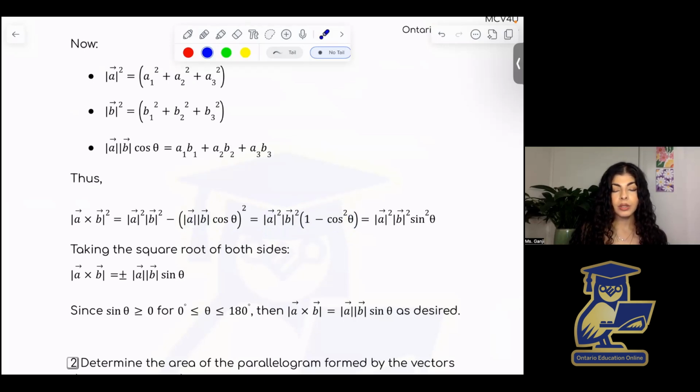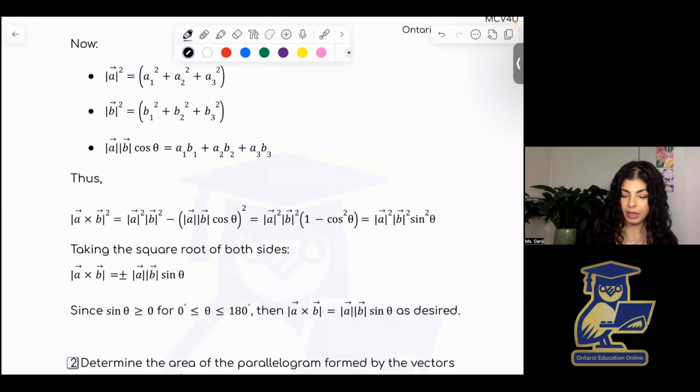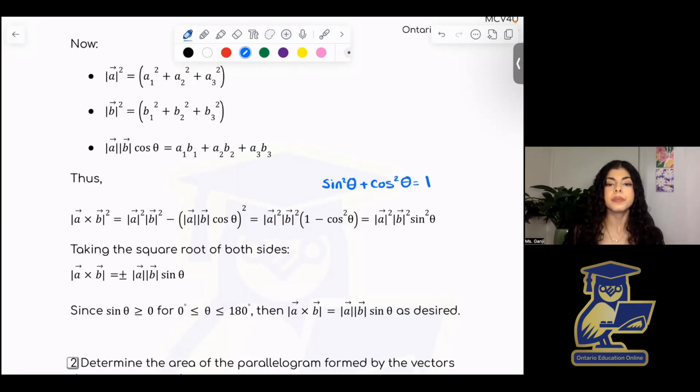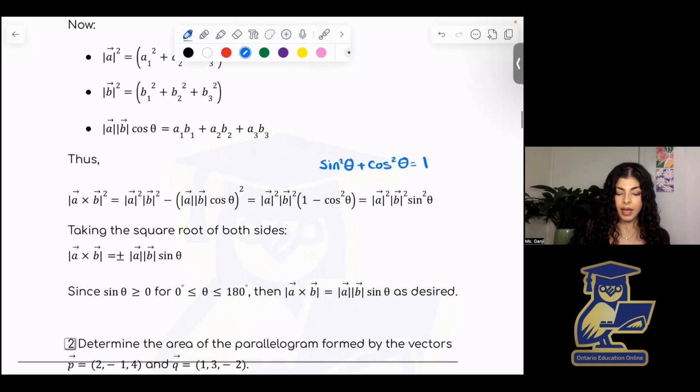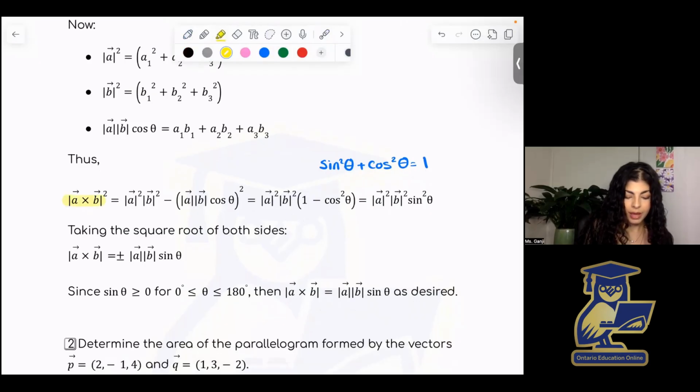But 1 minus cosine squared of theta, and this is from one of the identity properties of trigonometry, we have that this is equal to sine squared of theta. And remember, this is because sine squared theta plus cosine squared of theta is equal to 1. So then I have this, let me just highlight it for you. We have this on the left-hand side and this on the right-hand side.